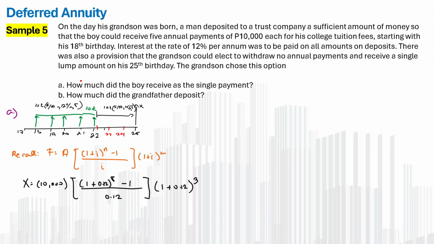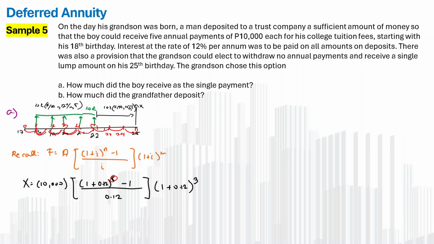The 10,000 pesos, 1 plus 0.12 raised to 5. Say 5 siya. Kasi this is 1, 2, 3. Sorry, mali yung count ko. Dapat 1, 2, 3, 4, 5. Ganun yung count. 0, 1, 2, 3, 4, 5. There we go. Kaya 5 to. This is 0.12 and then 1 plus 0.12 raised to 3. Bakit? Kasi it's 3 years into the 25th birthday from the 22nd year. So that's gonna be 1, 2, 3.